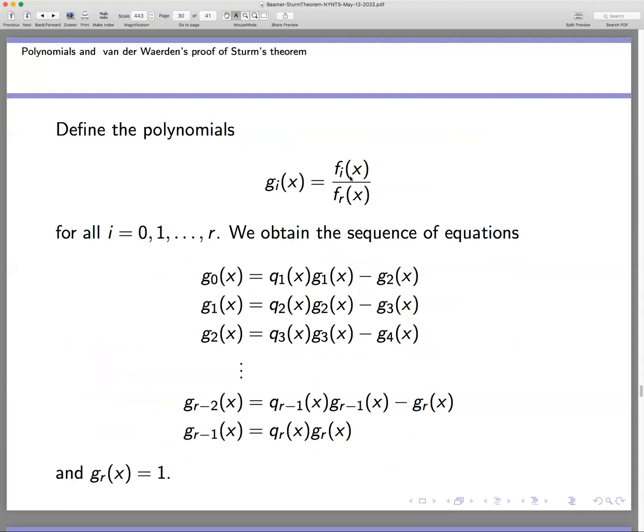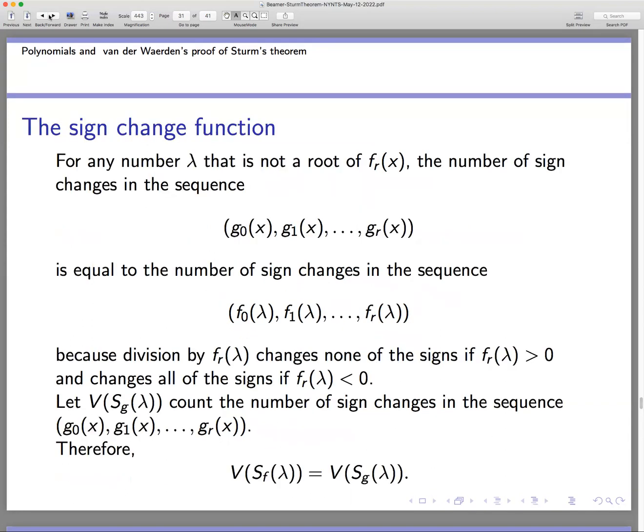And in fact, what I want to do: when I did my Euclidean algorithm modified as Sturm does by writing each remainder as minus something, I take every polynomial in that sequence and I divide it by the greatest common divisor, f sub r of x. So then you get a sequence of equations that come exactly from that Euclidean algorithm, but now this g sub r of x is equal to 1.